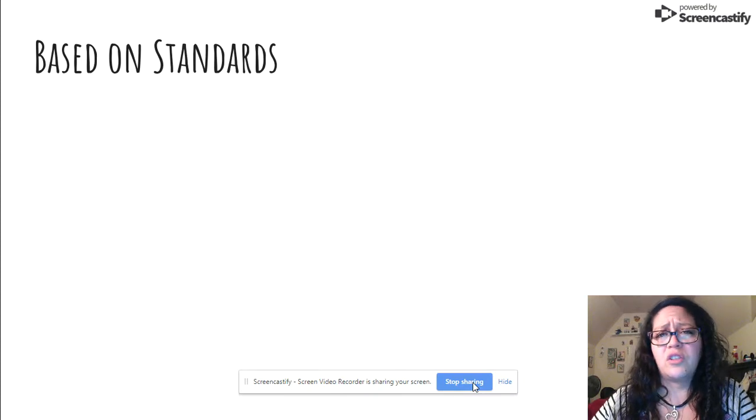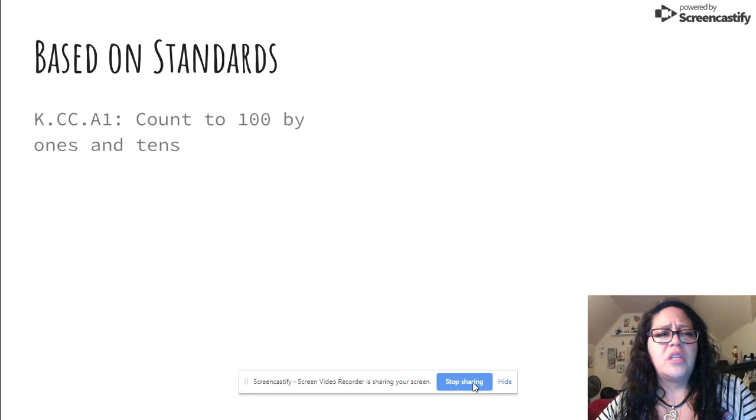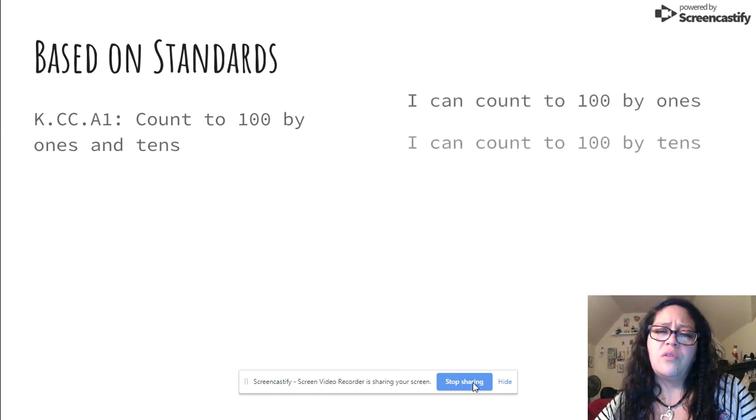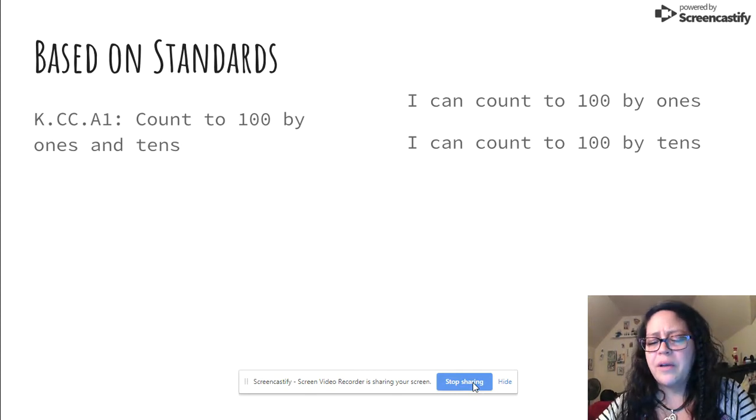Learning objectives should also be based on standards. And so if you start with a standard, they will usually provide the verbs to use to break them down. So this one simple kindergarten standard could be broken down into two different learning objectives if you want to be really specific and be able to mark this off on a check sheet or something.